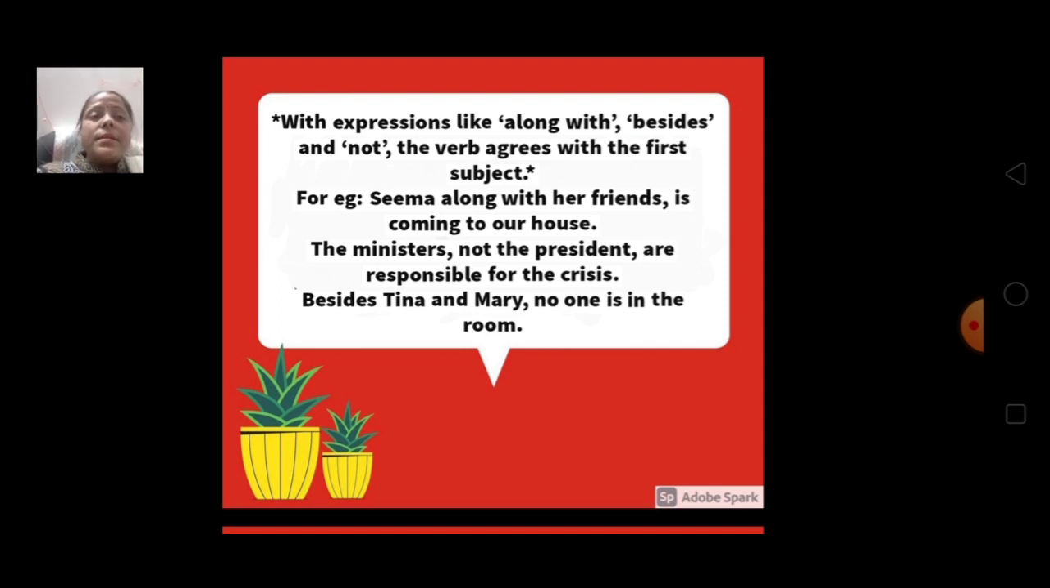The ministers, not the president, are responsible for the crisis. In this sentence, the expression not is used. That's why we will use the verb according to the first subject, that is plural. So we have used the verb also plural. Besides Tina and Mary, no one is in the room. Alright, here also we will use the verb as per the first subject.